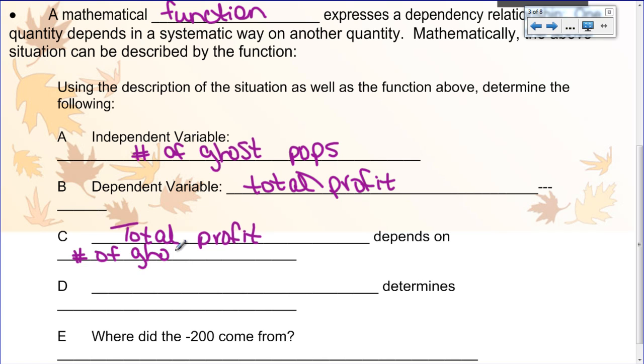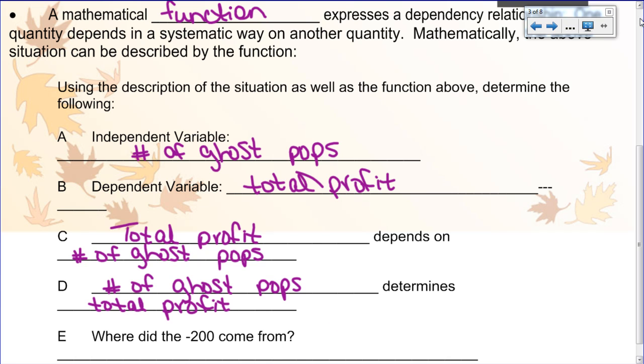But then the next question turns it around. The next question, they want us to fill in the blank, but it says blank determines blank. Well, if the profit depends on the number of ghost pops, then the number of ghost pops determines my total profit. And the reason why it works that way is because I have to know how many ghost pops there are to figure out what my total profit is. So the number of ghost pops determines what my profit was.